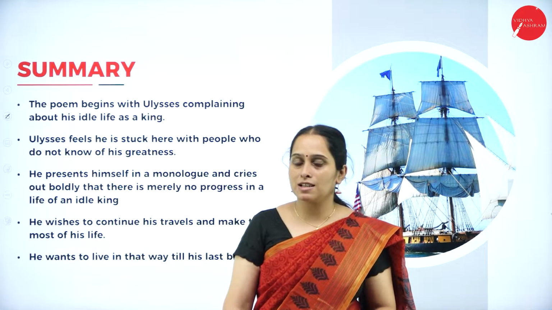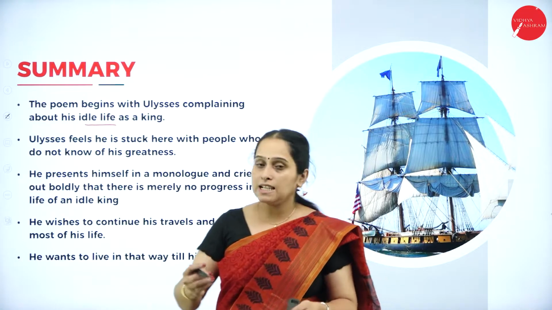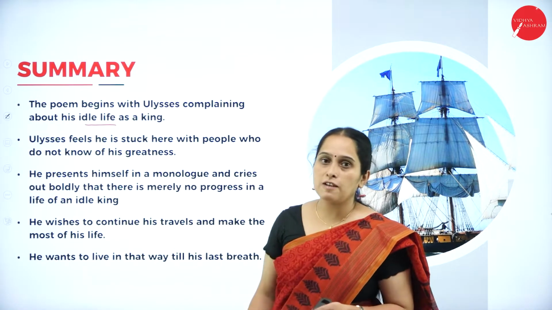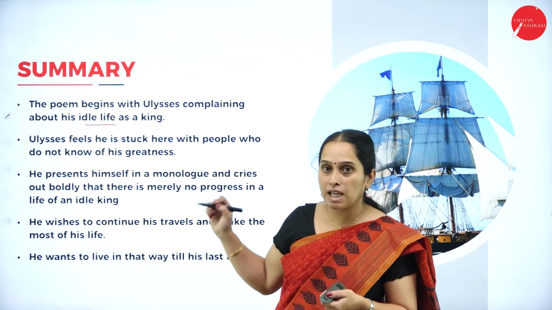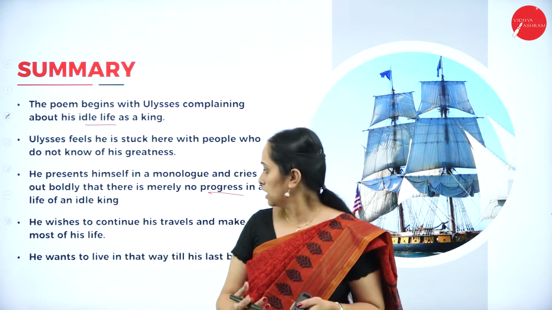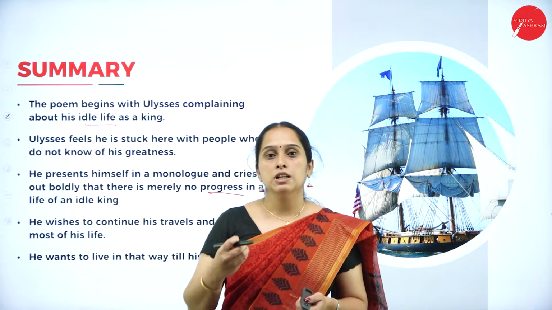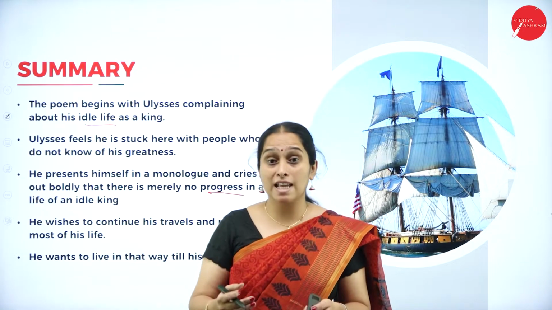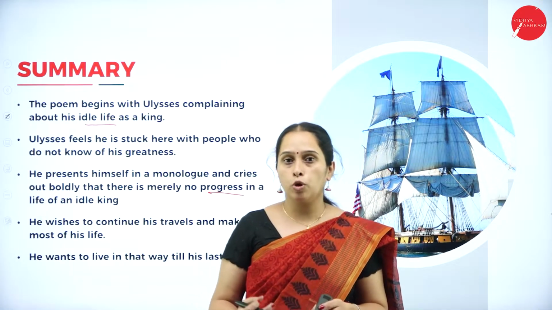The poem begins with Ulysses complaining about his idle life as a king. Ulysses feels that he is stuck here with the people who do not know his greatness. He presents himself in a monologue and cries out boldly, saying that there is simply no progress in the life of an idle king. Then he wishes to continue his travel and make the most of his life. He wants to live this life till his last breath. He wants to keep on exploring new things. He doesn't want to stay stagnant in a place and he doesn't want to waste his time. He wanted to explore more and more in his life.